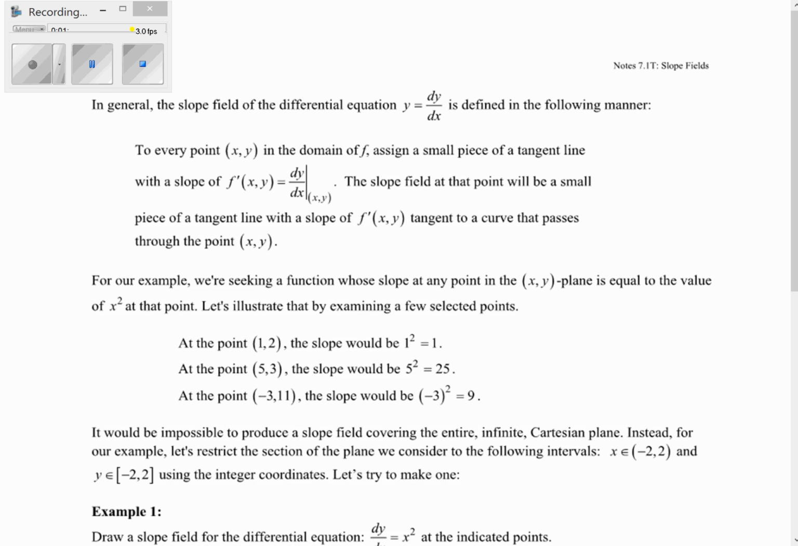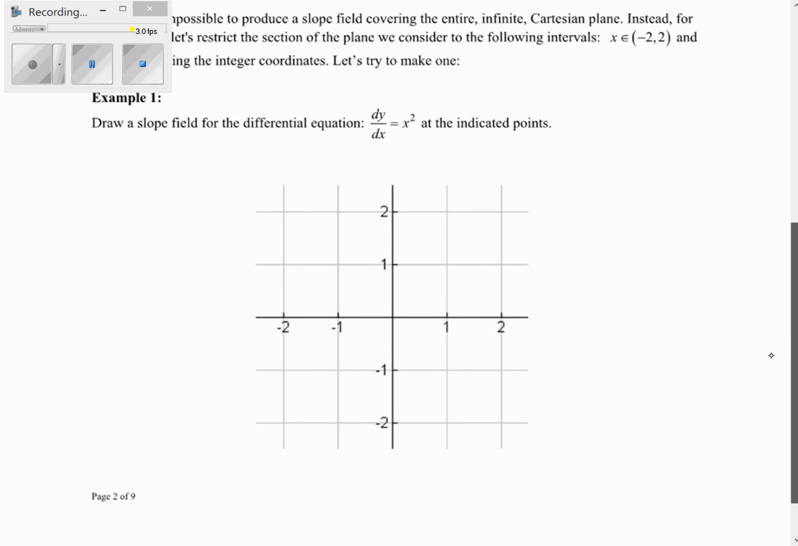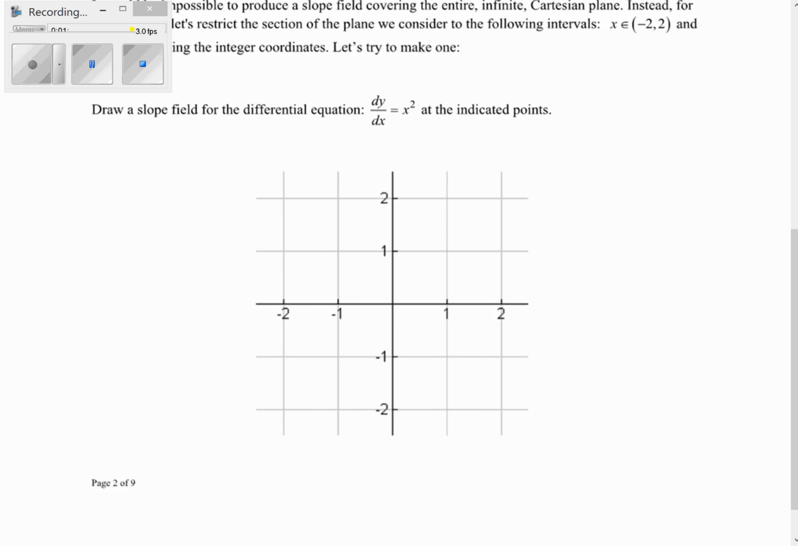you can read the problem at any time you want, but here's an example. It'll be easiest to explain with that. We're going to draw a slope field for this equation. All we do is if we plug in the point 0, 0, we're going to get a slope of 0. So we draw that. In fact, anywhere that x is 0, we're going to get a slope of 0. So I'm going to fill that in.